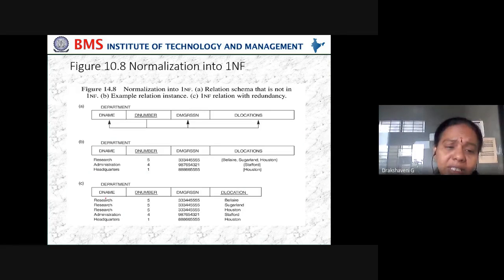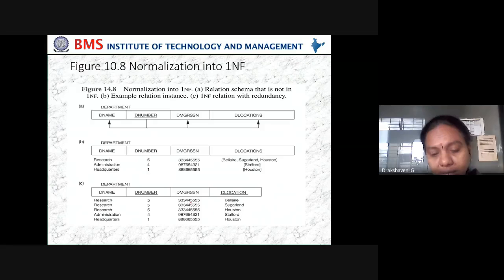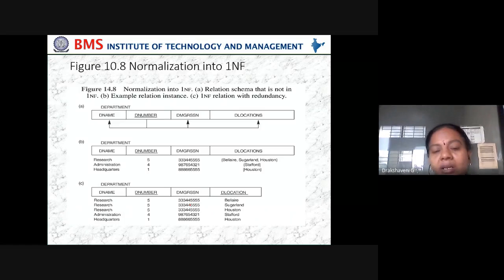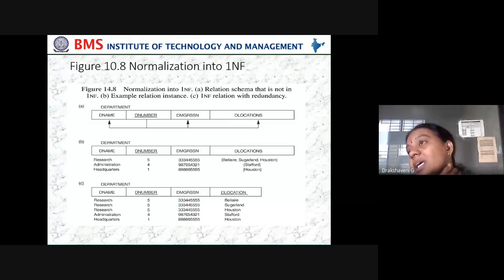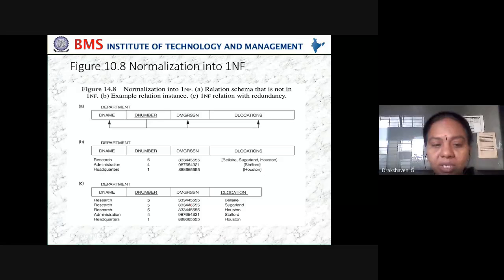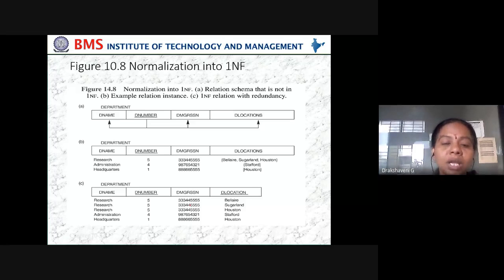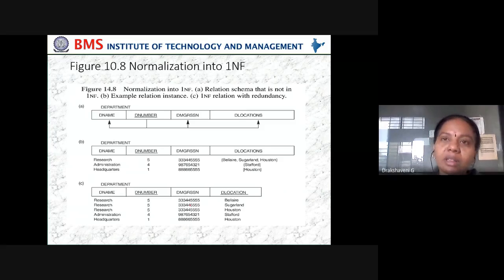So you can see in this table, the research is repeated 3 times, the number is repeated 3 times, and manager's SSN is also repeated 3 times. So what is this? This is a redundancy, meaning research is repeated 3 times. Suppose we assume that if there are 10 departments and they are located in 10 places, then we will have to repeat that 10 times? It is a waste of memory.